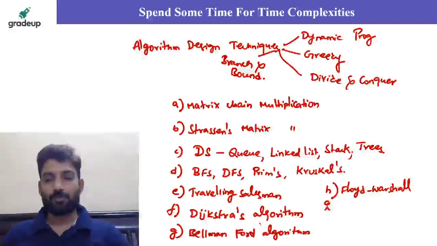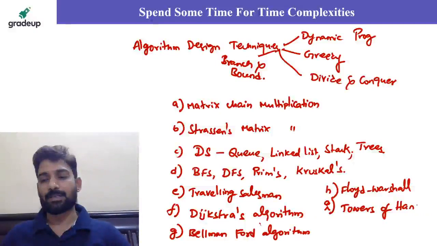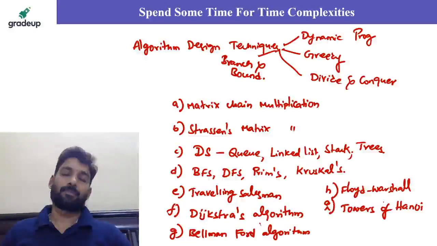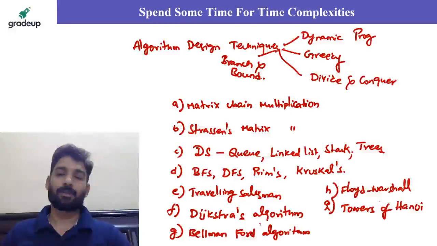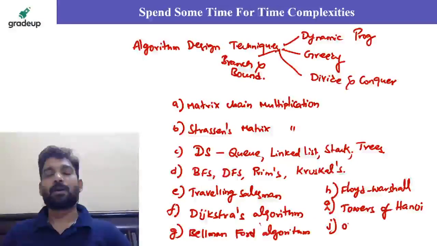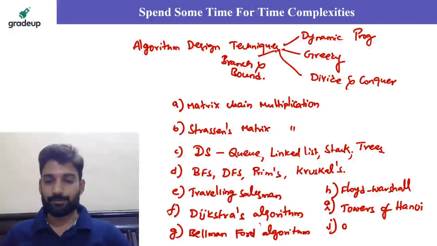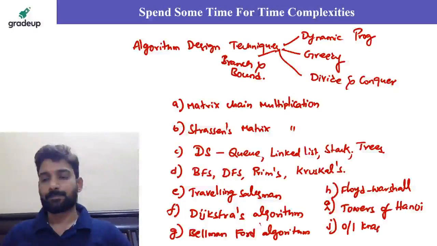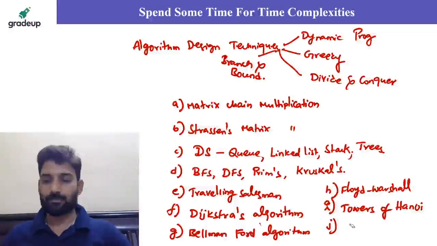And of course, I told you to go through towers of Hanoi specifically. However, what is the time complexity for that? And then this one, knapsack problem. 0, 1 knapsack. Okay, let me write just knapsack so that you can understand both the 0, 1 and fractional knapsack. Both are important.